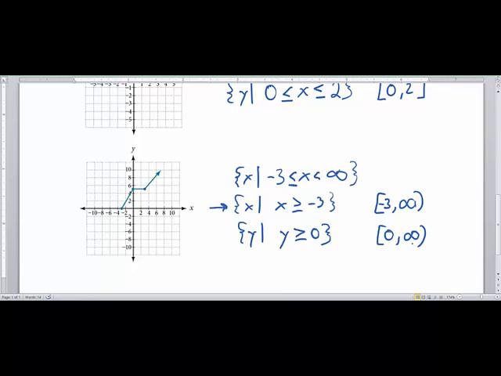And that ends just a little bit of extra work here that might give you the nudge that you need on your homework for this unit of finding restrictions in domain and finding domain and range.